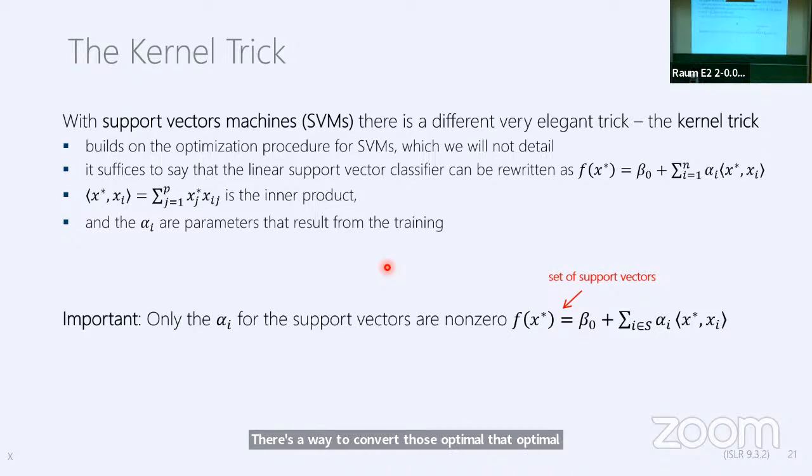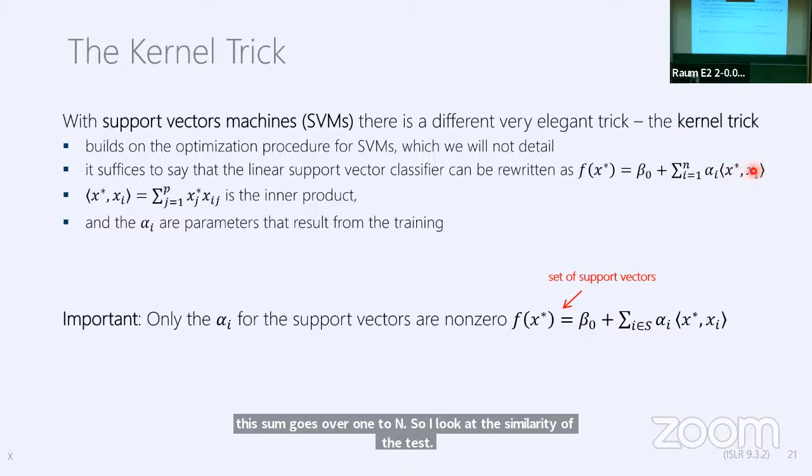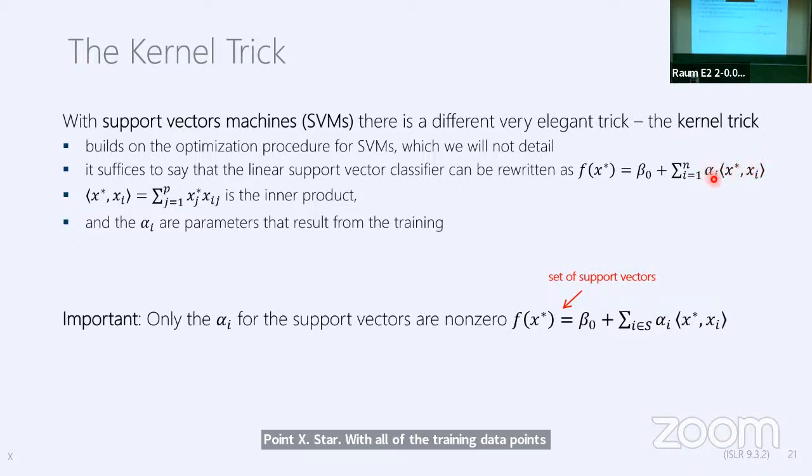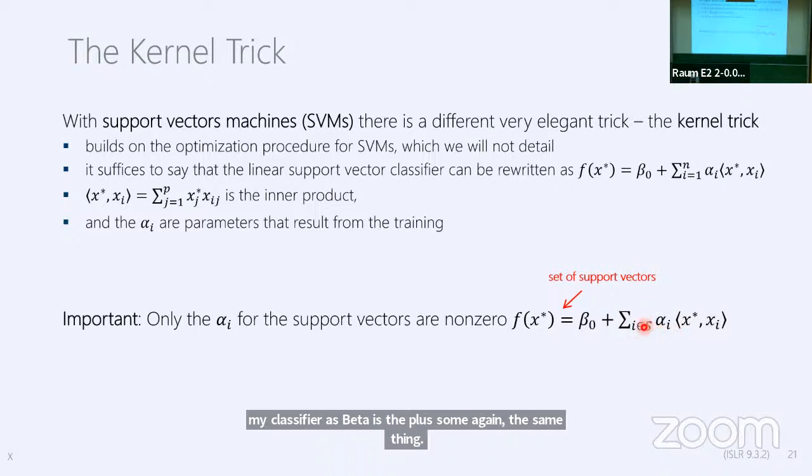And what is even more interesting is if you look at this sum, so this sum goes over 1 to n. So I look at the similarity of the test point x star with all of the training data points. But actually, you can show that these alpha i coefficients are 0 for all of the non-support vectors. So all the points that are outside of the margin, when you plug in the optimal solution, they'll get an alpha i of 0. Which means now I can alternatively rewrite my classifier as beta 0 plus sum, again, the same thing, but now the sum is only over the set of support vectors.